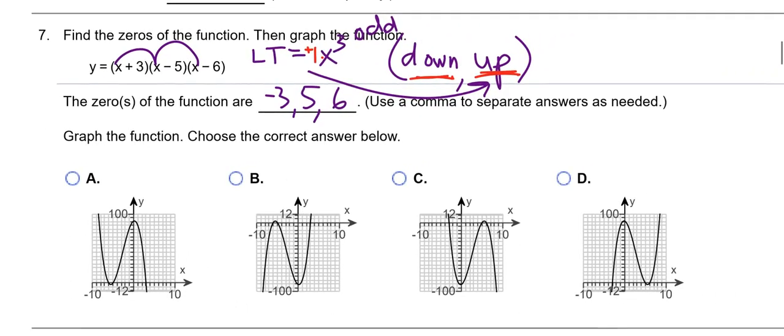Which two answers have the wrong end behavior? A and C. You should be able to look at that and say, okay, they don't even have the right end behavior. I can't choose those. Cross them off for me. That way I know, hey, this kid is using their end behavior to get rid of choices. Even if you pick the wrong one now.